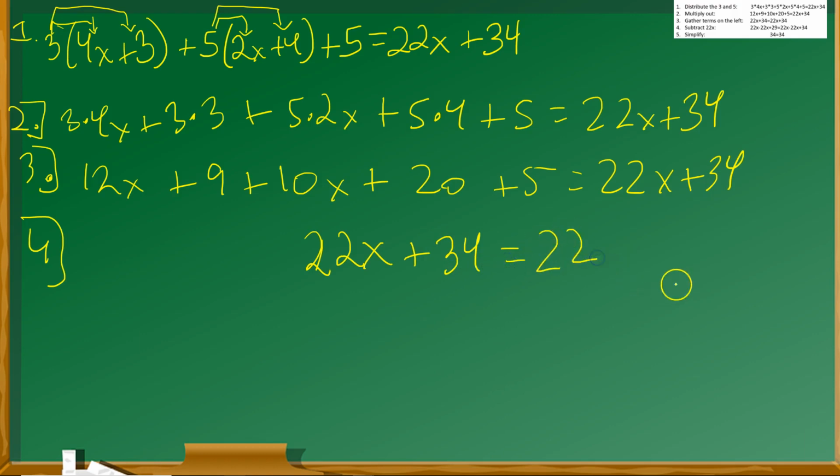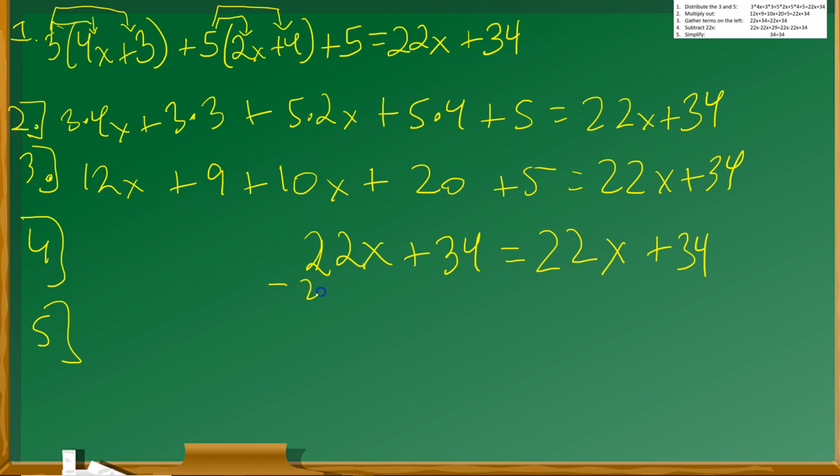And what you observe after that is that on the left side, you have 22x plus 34. On the right side, you have 22x plus 34. What this tells you is that this is an identity. So the original equation is an identity. In other words, the left and right side are exactly the same.